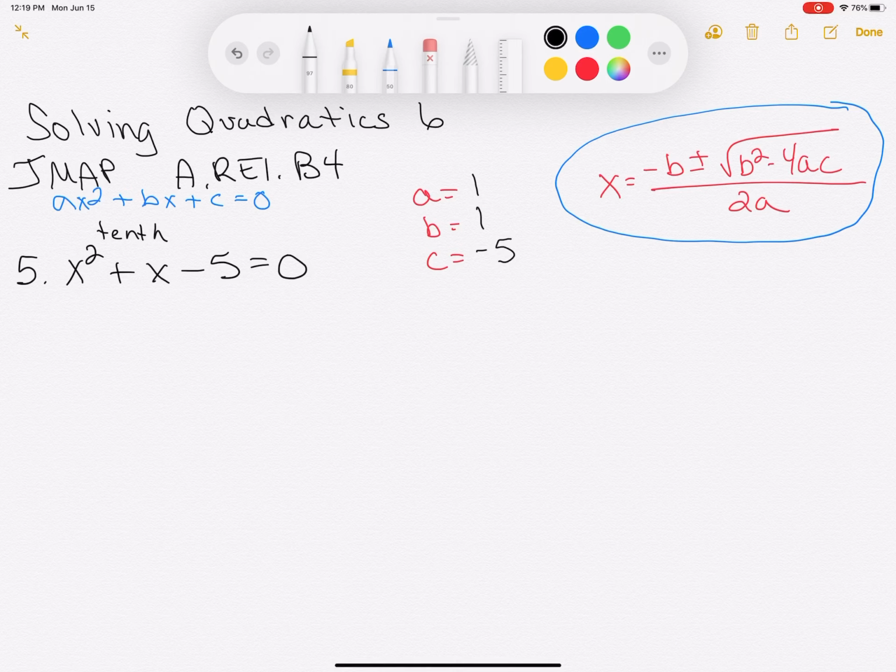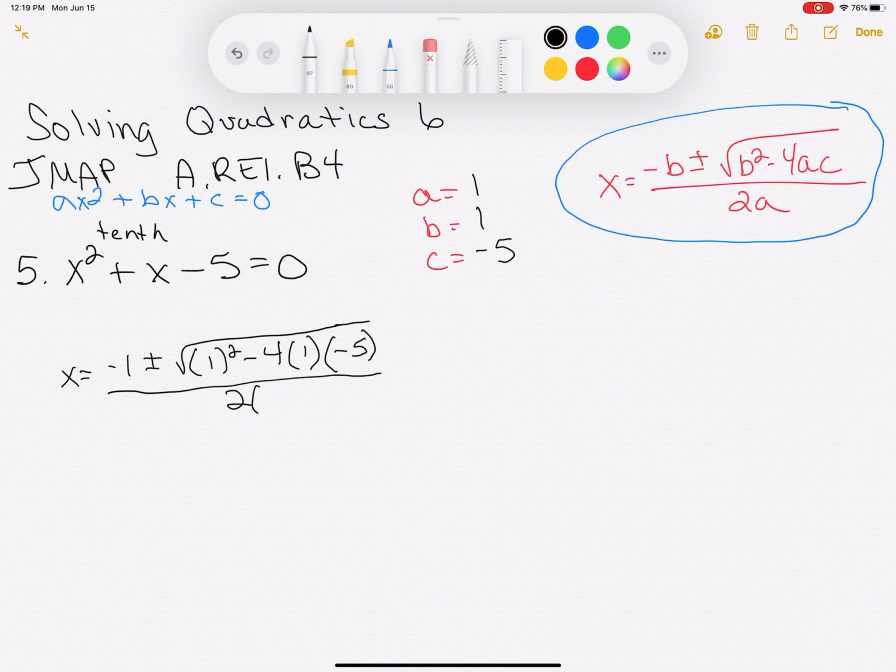So putting those into the quadratic formula that is shown in the upper right hand corner, I have -1 plus or minus the square root of b squared, which is 1, minus 4 times a, which is 1, times c, which is -5, all over 2 times 1.